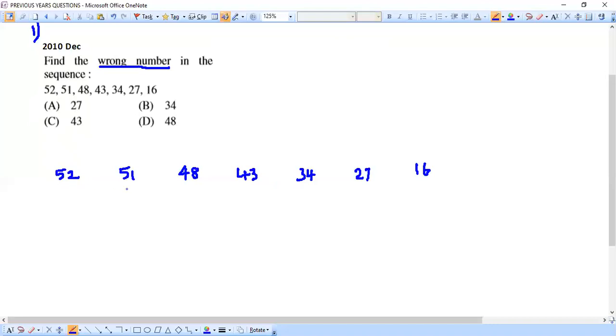First of all, see the numbers here: 52, 51, 48, 43, 34. So by looking at this sequence, what can you understand basically? This sequence is a decreasing sequence, is it or not? See the numbers are getting lesser, right? 52 I have, that is the biggest number here. Then 51 is a smaller number. Then 48 is again smaller. 43 is still smaller. So the number size is getting lesser and lesser. That means this sequence is a decreasing sequence.